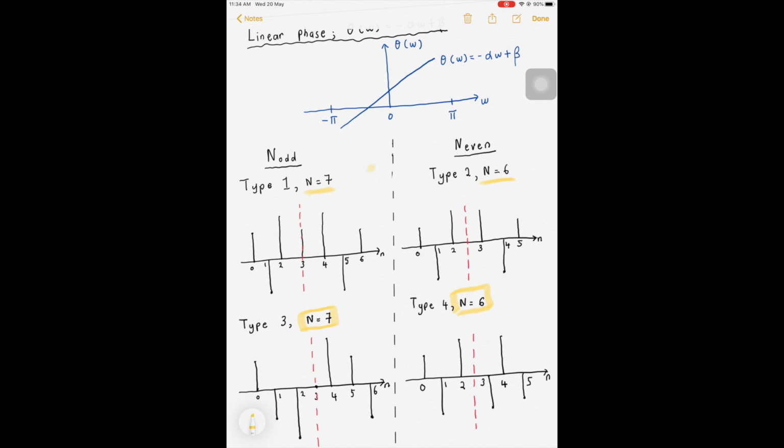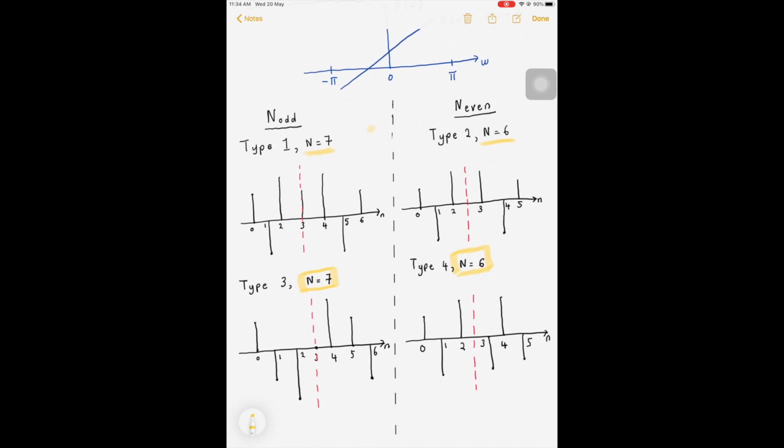So what is the difference between them? For you to know whether the system is linear phase or not, you have to look at this value. For type 1, for example, N equal to 7, which is odd length. Why do we have 7? If you look at the graph, we have n from 0 to 6, so altogether the length is 7.